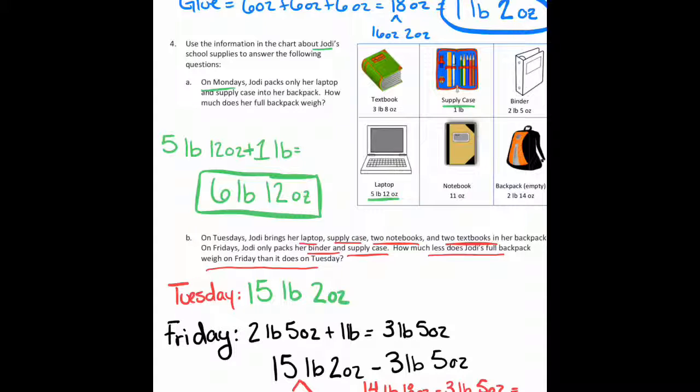So that's the difference in the weight on Tuesday and on her Friday backpacks. All right, if you have questions, let me know.